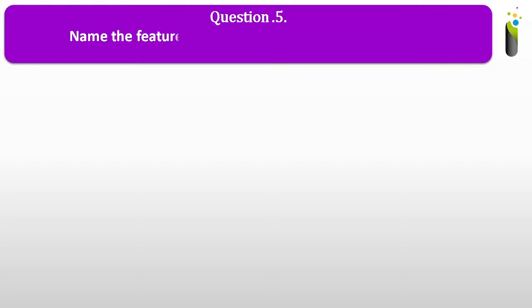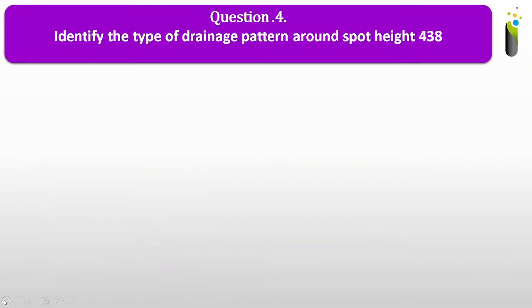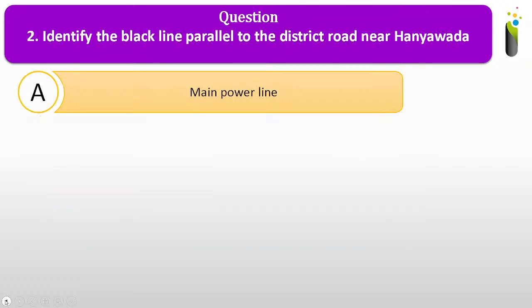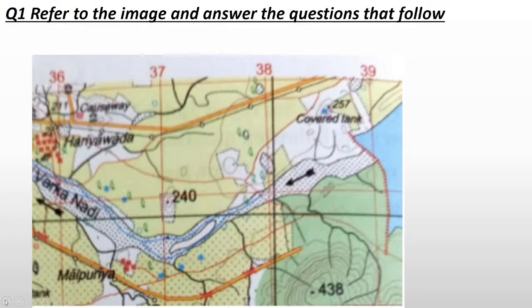Question number 5. Name the feature in red that borders the water body. I guess once again I have to take you back to the picture. So this is it. Please have a look at it and answer. Next, question number 5: name the feature in red that borders the water body.